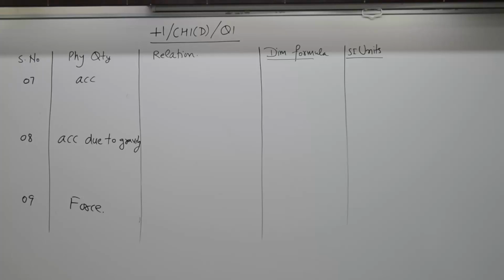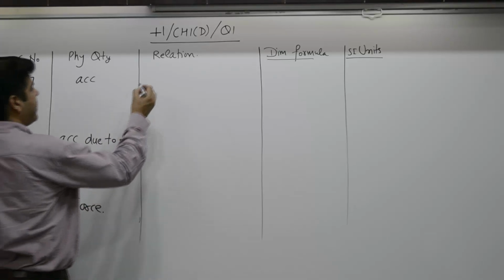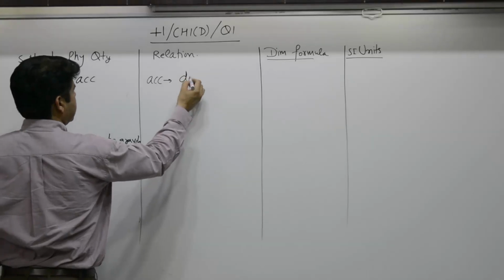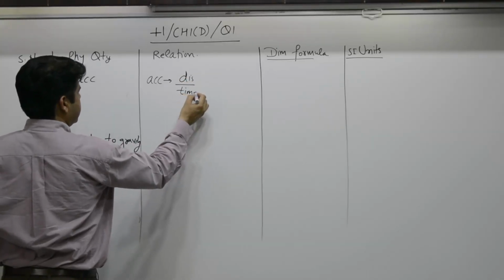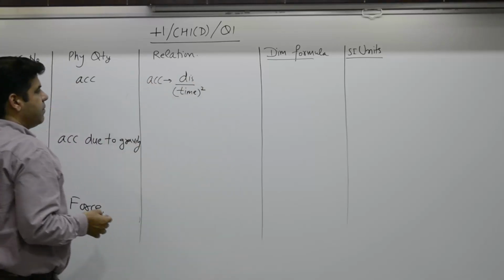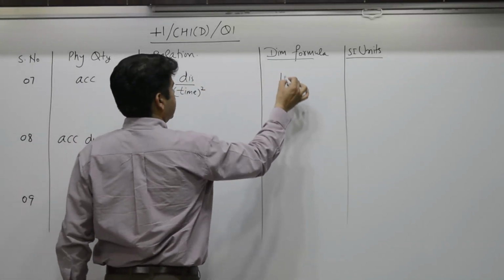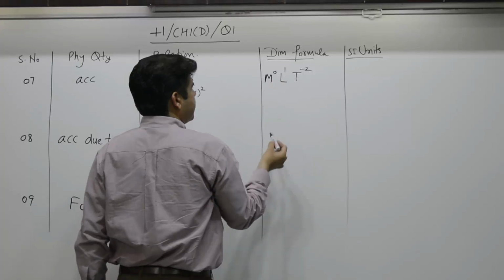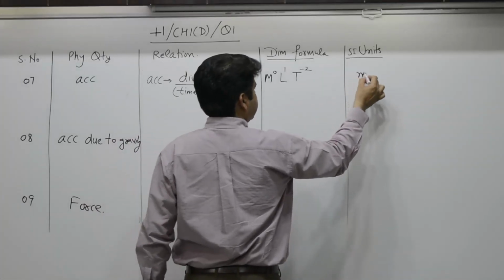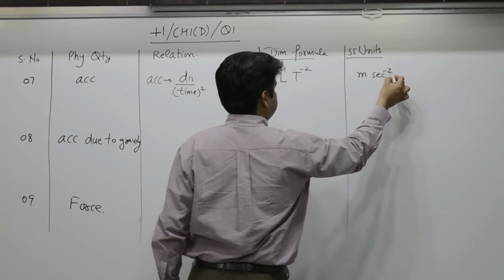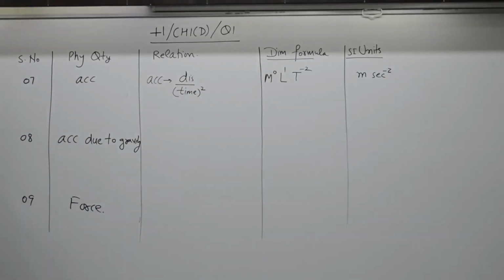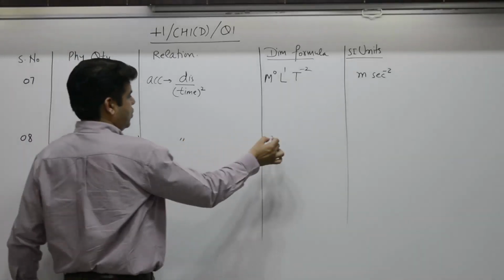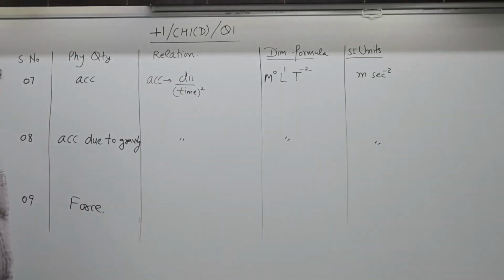Acceleration, yes, displacement or distance by time square. For dimensional purpose it is the same. Length, time power minus 2. Mass is not there. Meter, seconds power minus 2. Acceleration due to gravity is the same, no change. Whether it is due to gravity or due to some other reason, acceleration is the rate of change of velocity with time.